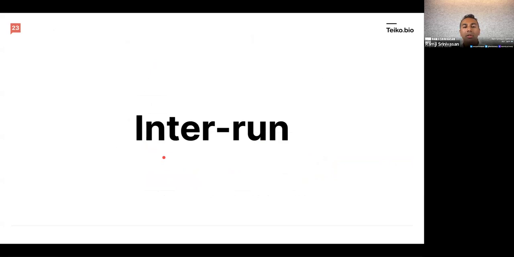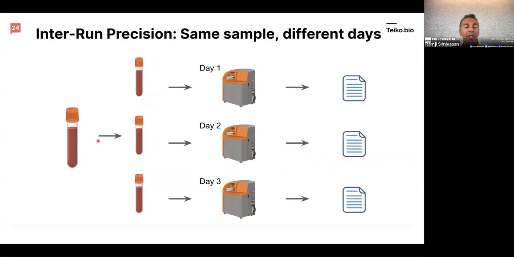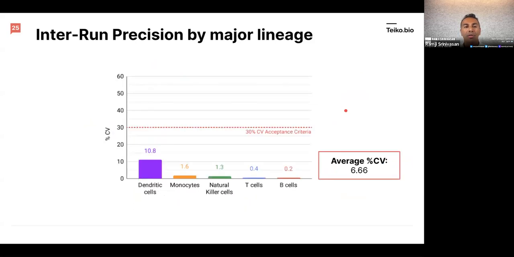The second one is inter-run, and we took the same sample across different days. We took a blood sample on day 1, then across day 2, day 3, and then we compared these analyses. And again, the major lineages look great. So the average CV was 6.66%, and we set out a 30% CV acceptance criteria. So dendritic cells, monocytes, et cetera, these were all very low CV. So it was good to see this.